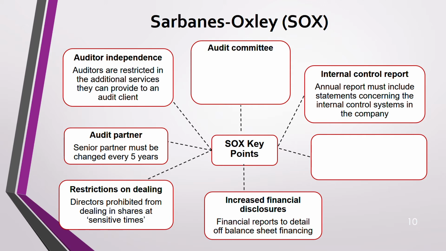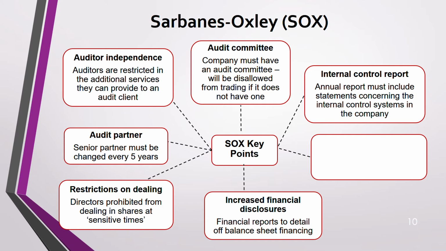Audit committee. Every company has to have an audit committee. If you do not have one, you'll be disallowed from trading. Remember that. And accuracy of financial statements, it has to be very accurate. How do you know it's accurate or not? Make it checked by the CEO and the CFO, the chief executive officer and the chief financial officer. They have to monitor it. So these are some key points.